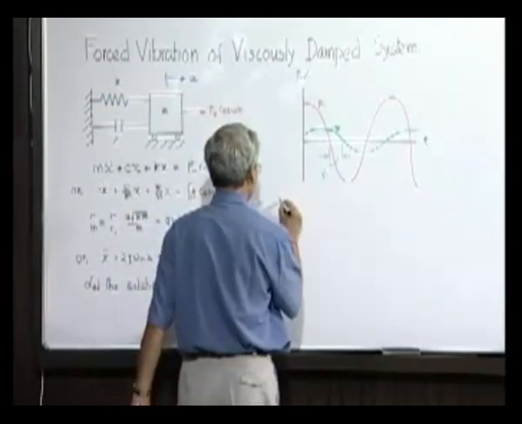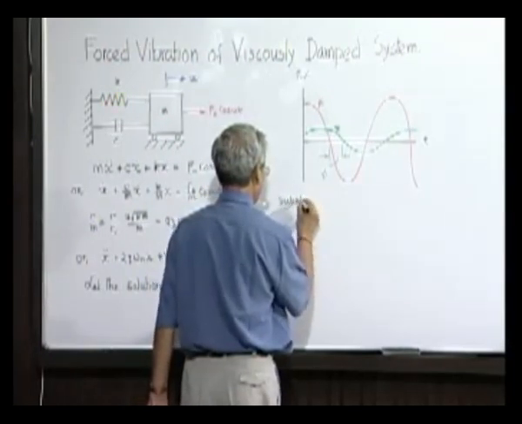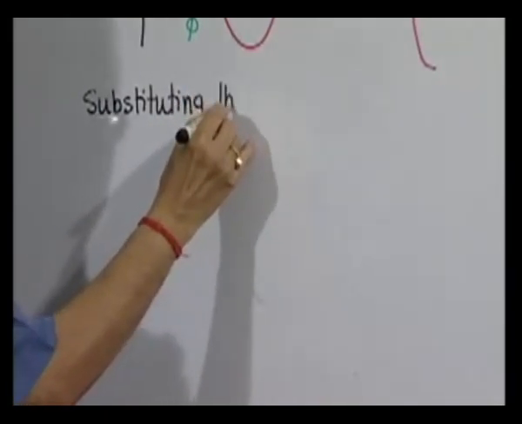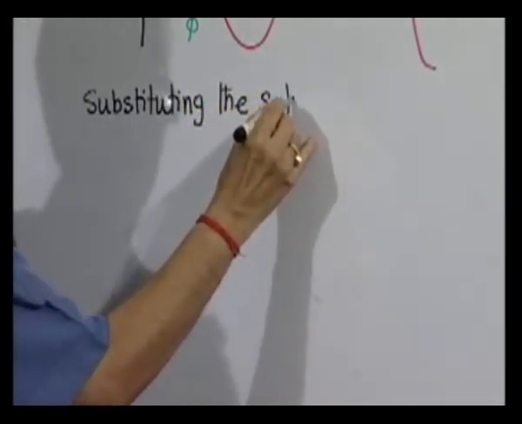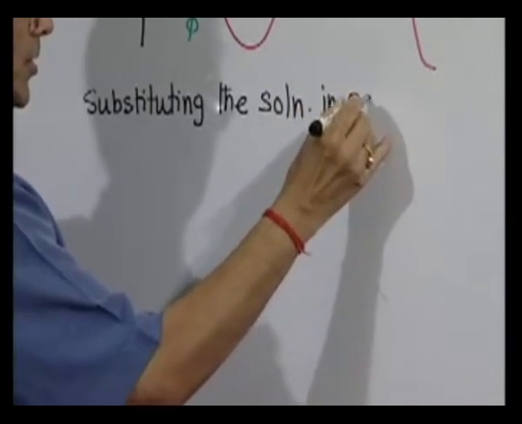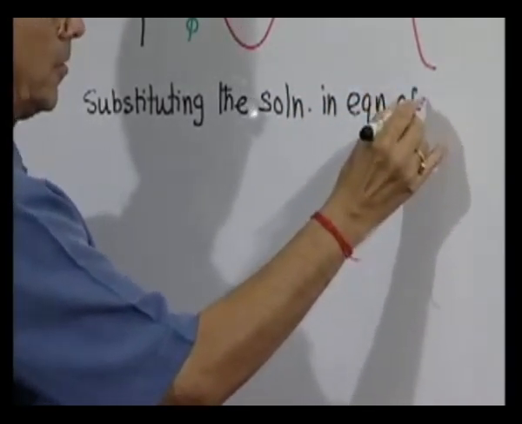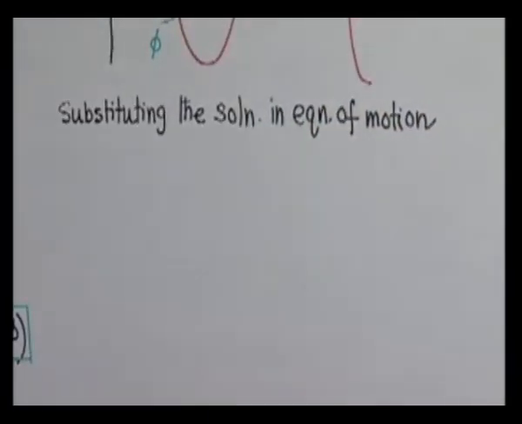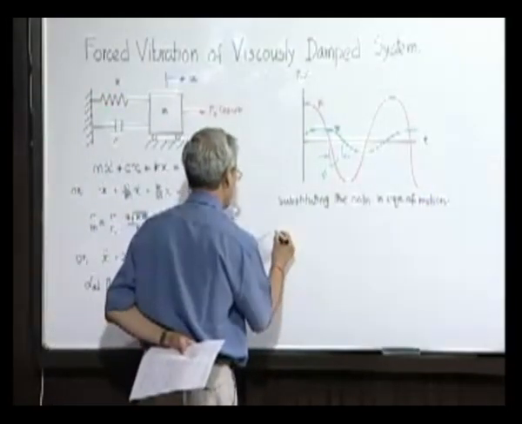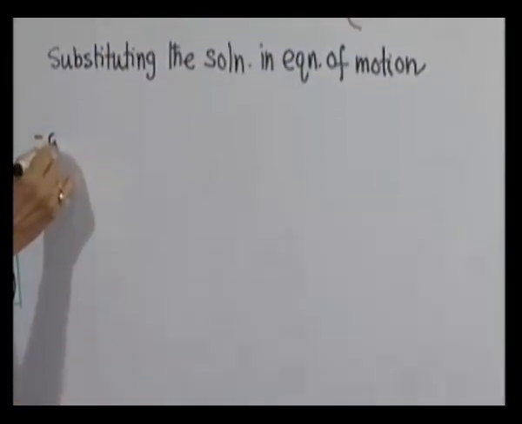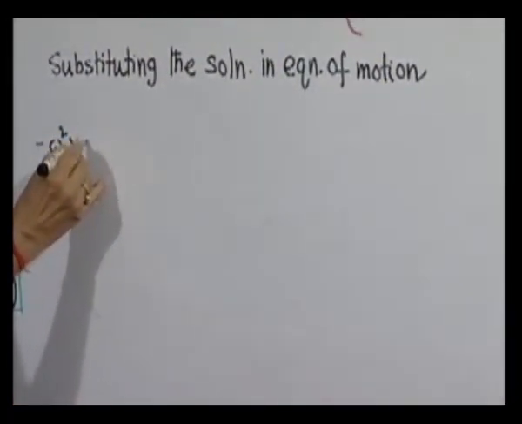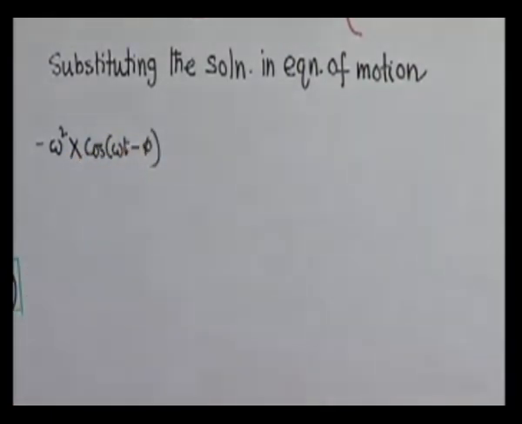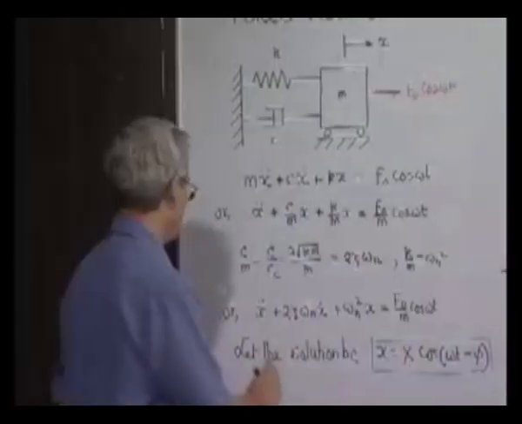So, substituting the solution in the equation, what we will get: x double dot, if we differentiate this twice, is minus omega square x cosine omega t minus phi. There is nothing else.